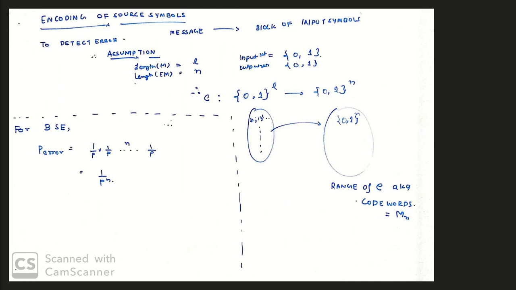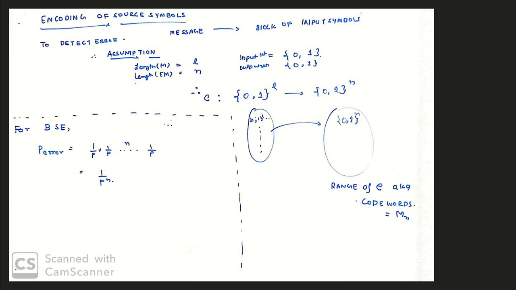Now, to calculate the channel capacity of our binary symmetric channels or binary erasure channels, we first need to encode the symbols. Suppose we have a message m of length L. Now we have to convert it into a block of input symbols of length n. So the assumption is the length of the message is L and the input set we have is 0, 1. This is just a general consideration. Now the length of the encoded message E(m) is n and output is also defined in 0 or 1. So we can define a function E such that {0,1} raised to L is converted to {0,1} raised to n. Now the range of E is also known as code words. This range is called M_n.